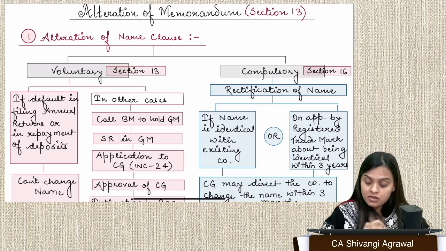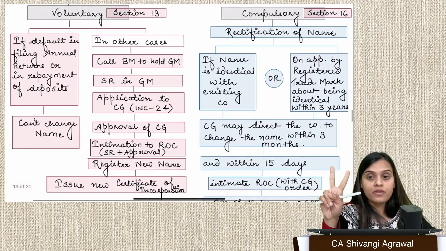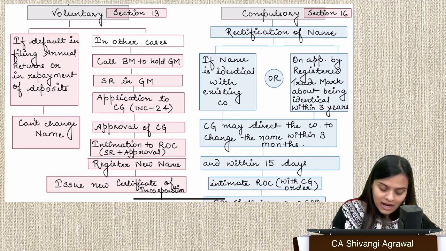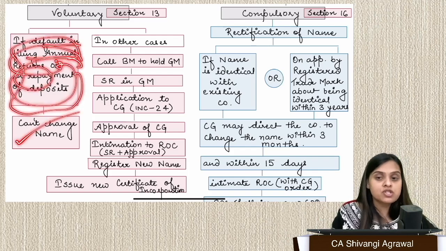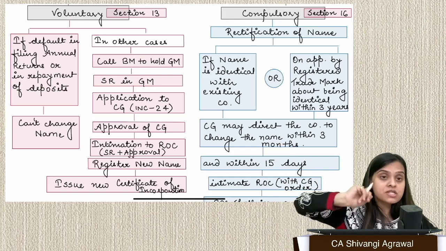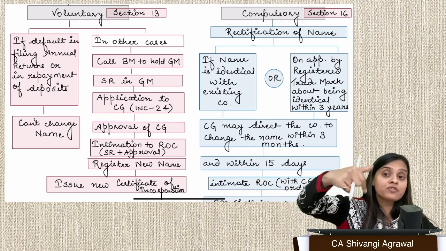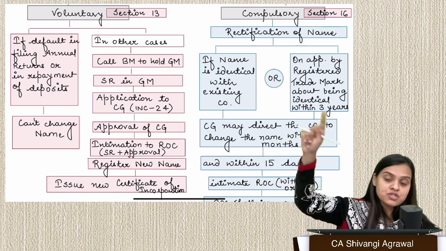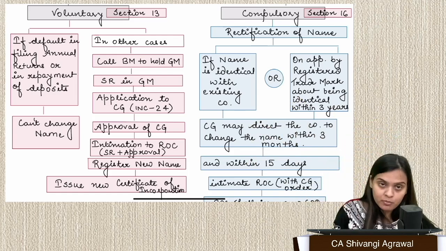How can it be changed? By two things: special resolution and central government approval. But if you have defaulted in filing your annual returns or repayment of deposits, you cannot change the name. So if you have not repaid your matured debentures, if you have not repaid the interest on them, if you have not repaid your matured deposits, you cannot change the name of your company. First, you rectify that default, and then you can change the name of the company.